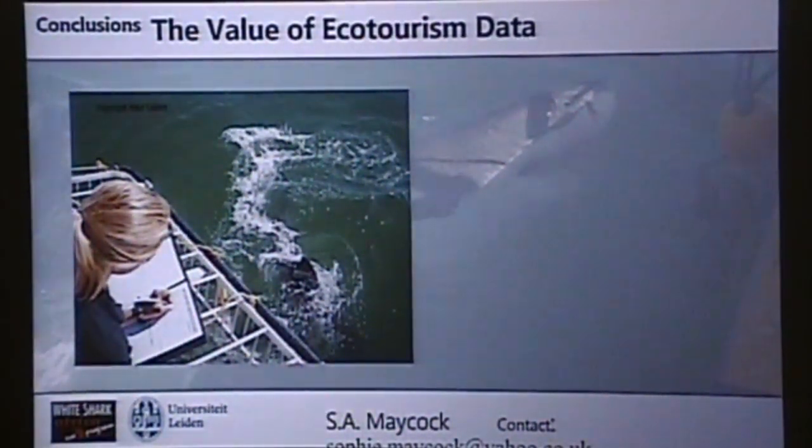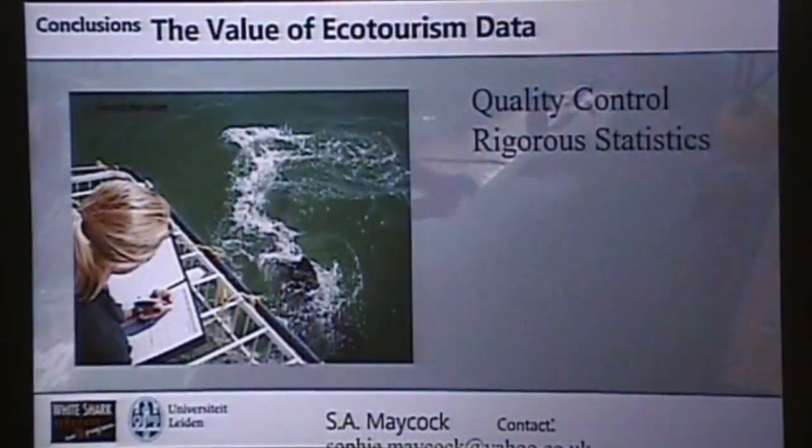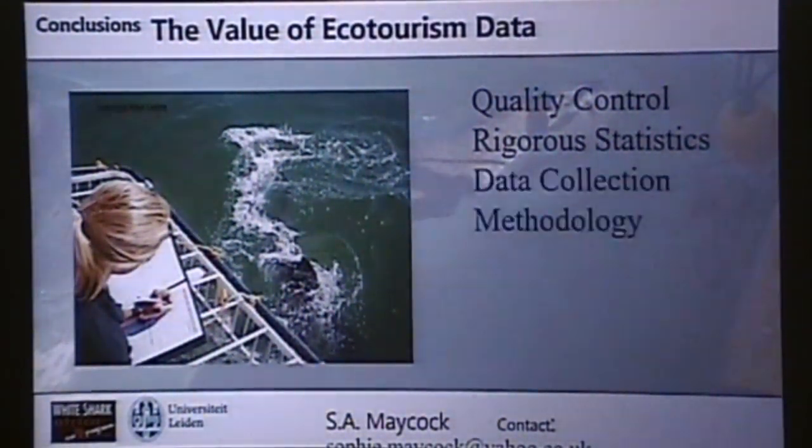However, we did find that this ecotourism dataset was incredibly valuable. We've been able to ask it so many questions, many more than what I'm able to squeeze into this presentation here. But we just wanted to let you know that we think it's important that when you're using ecotourism data to practice quality control and to use rigorous statistical tests when looking at the data and to interpret your results with a consideration of the data collection methodology.